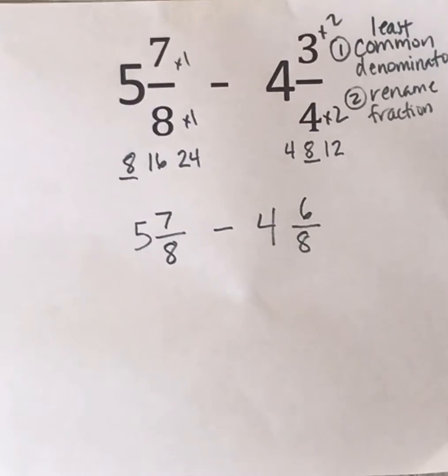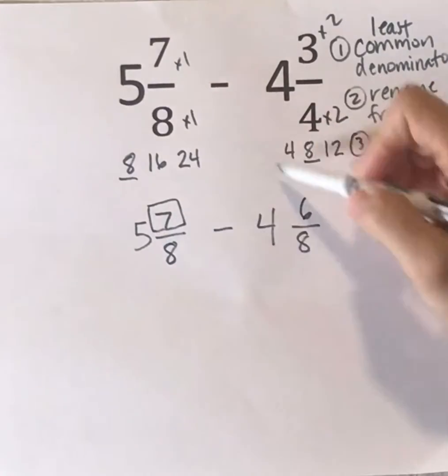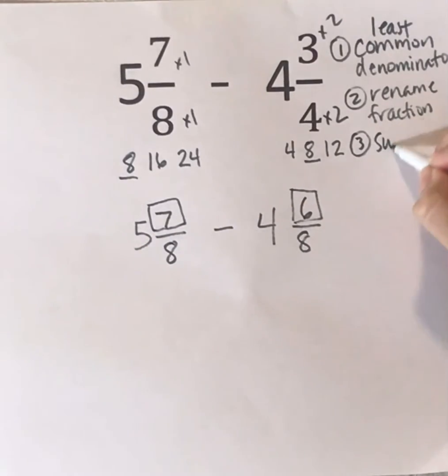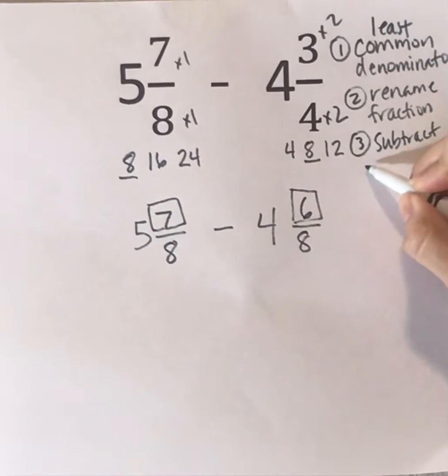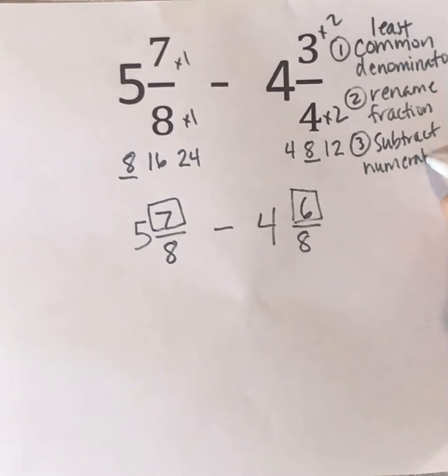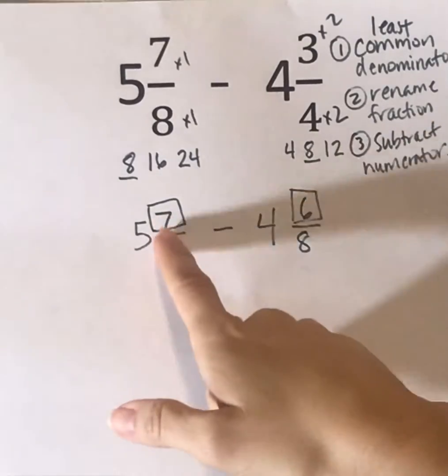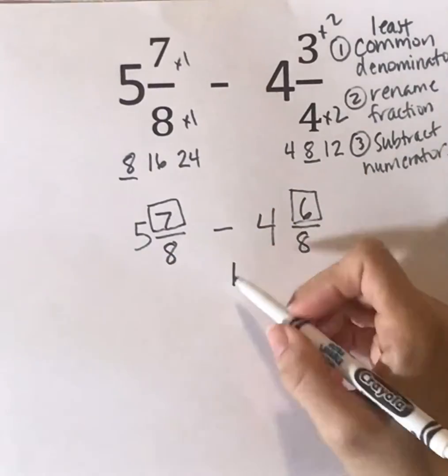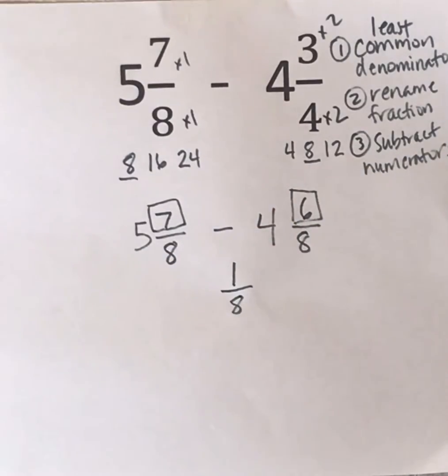So next step, third step, is now we're going to subtract, and we're only going to subtract the numerators, because remember, those are the numerators, and then we're also going to subtract our whole numbers. So I always like to subtract the numerators first, and then after that I'll subtract the whole numbers. So 7 minus 6 is 1. The denominator always stays the same, so that stays 8.